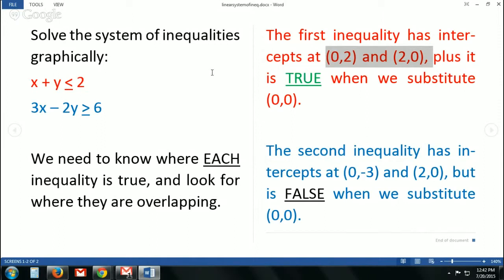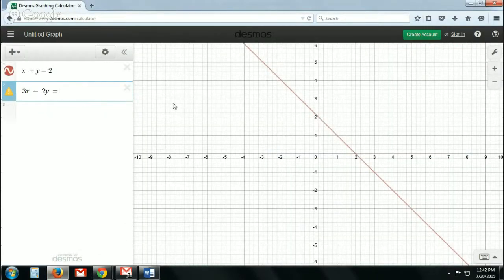Now, if we substitute 0, 0 to see if it's true or false, since the line misses 0, 0, 0 plus 0 less than or equal to 2 is true. So this is a true statement for this inequality. Now, I've already drawn here x plus y equals 2, and 0, 0 here is where it would be. So when we change it to an inequality, we're going to shade this side.